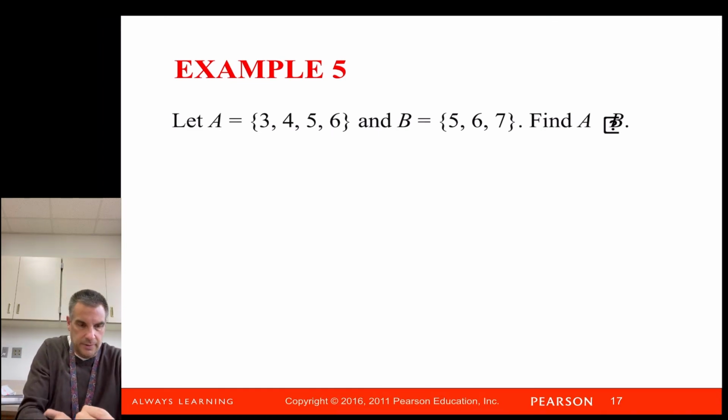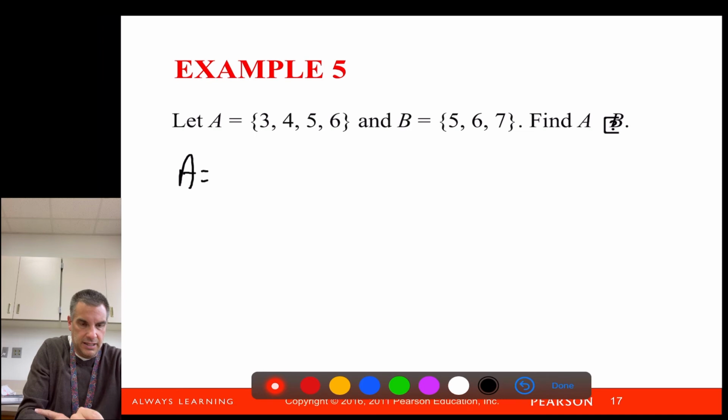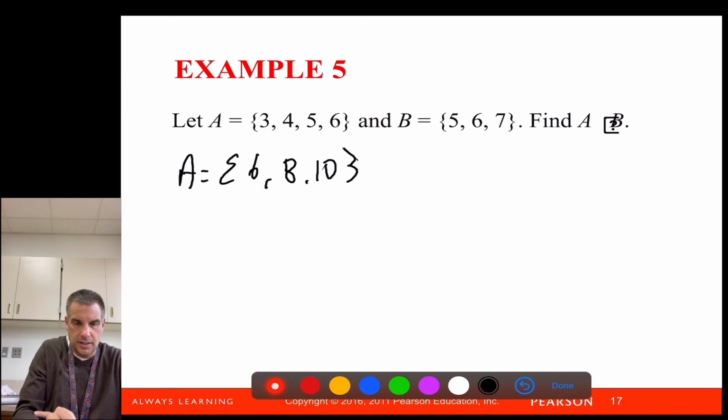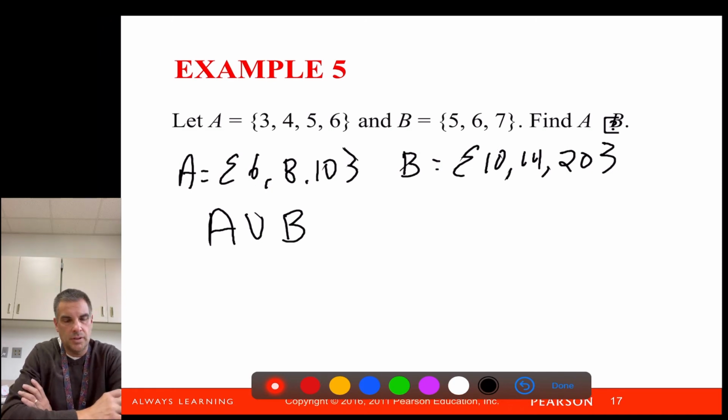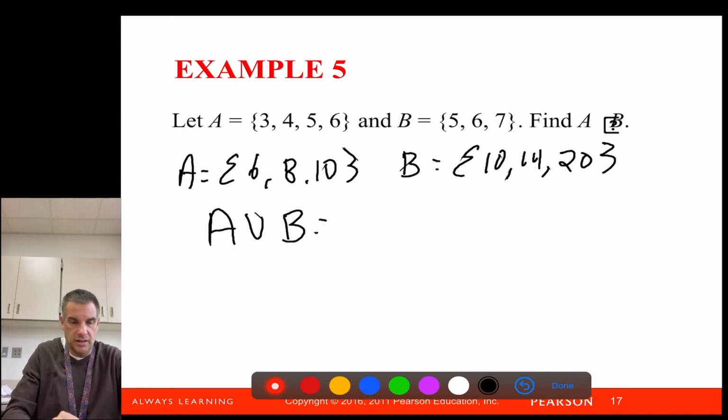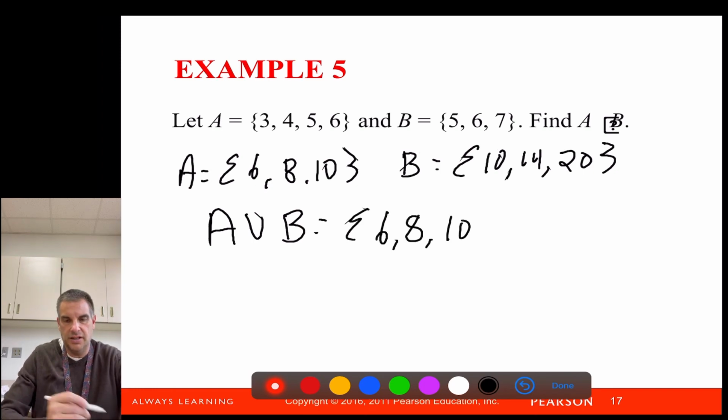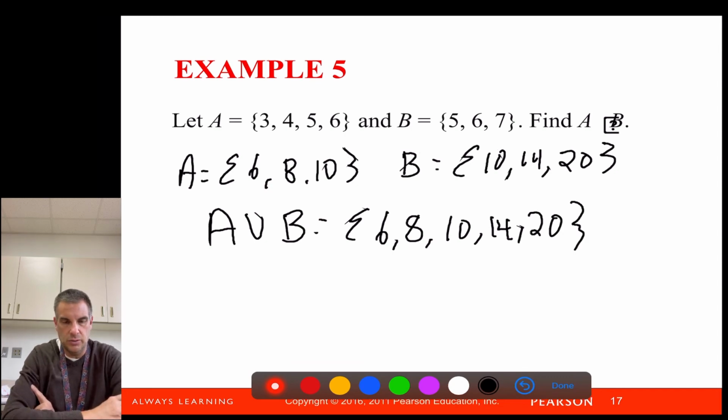So let's look at another one. Let A equal 6, 8, and 10, and B be 10, 14, and 20. And we want to find A union B. So we just start listing all the elements in A, 6, 8, and 10, and then you look in B and list the ones that aren't already listed, so 14 and 20. So there is the union.